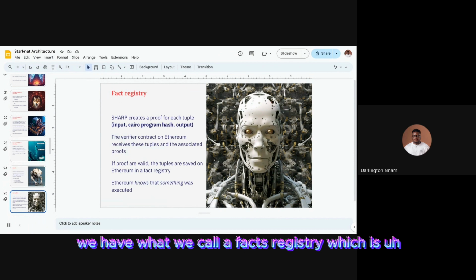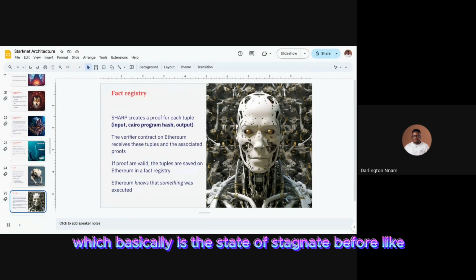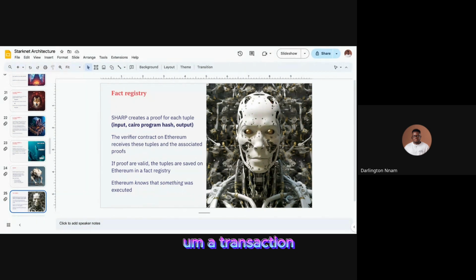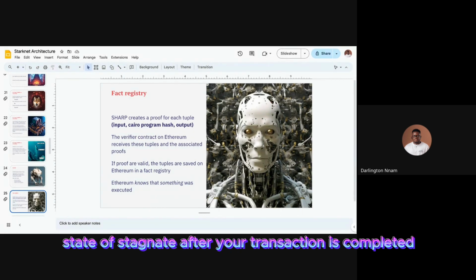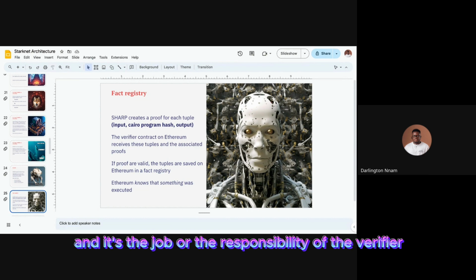Now, we have what we call a facts registry, which is on Ethereum. And basically, when Sharp creates a proof, it creates a proof for what we would call a tuple, right? So the tuple consists of your input, which is the state of Starknet before a transaction, the Cairo program hash, and the output, that's the state of Starknet after your transaction is completed.